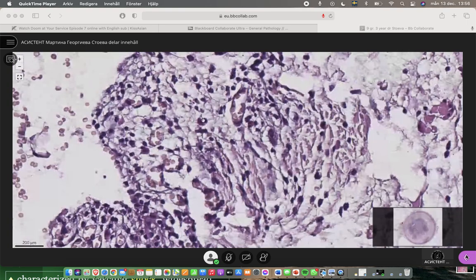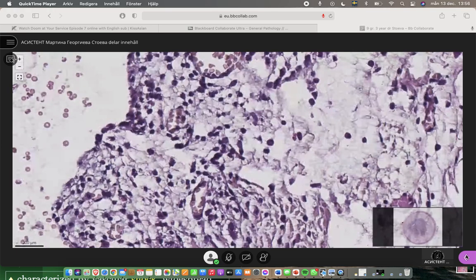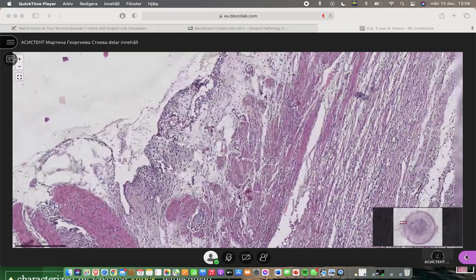And even the serosa is affected. Maybe here it's better seen that there are inflammatory cells over the serosal lining.